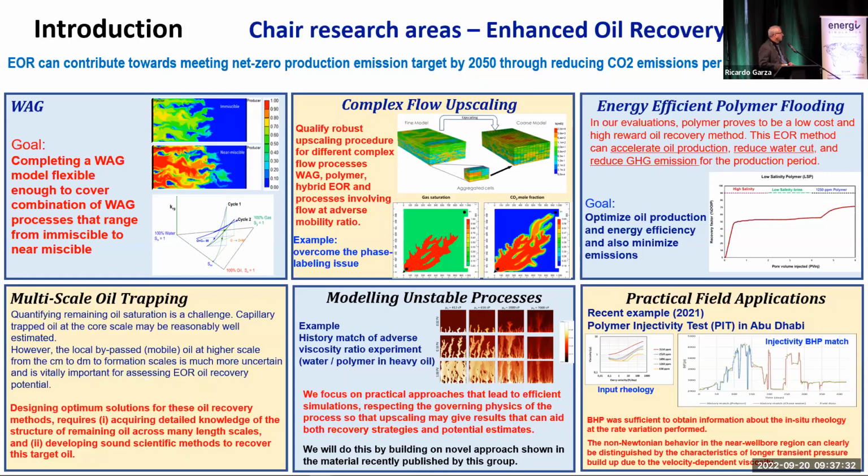Another factor that has come in is all the way to your right, looking at energy efficient polymer flooding. And why is that a key issue? Well, at late stage of your water flood, you're coming up with a very high water cut, and the polymer is there to accelerate oil production, reduce water cut, and reduce greenhouse gas emission for the production period. So on the late stage of production, this could be a goal.